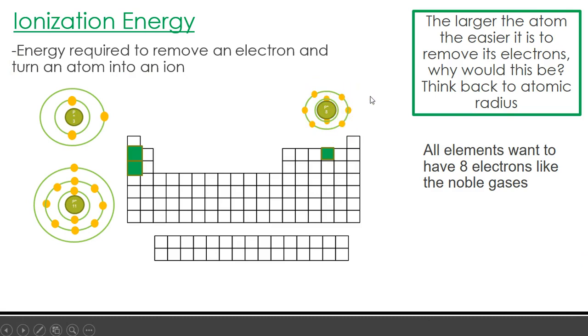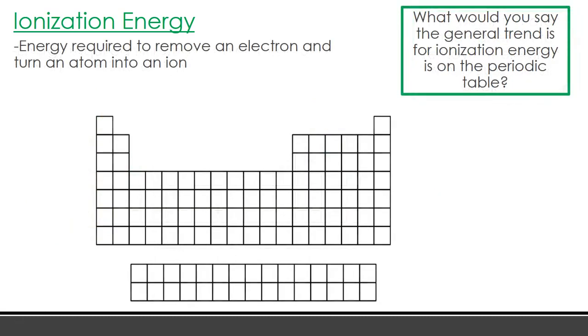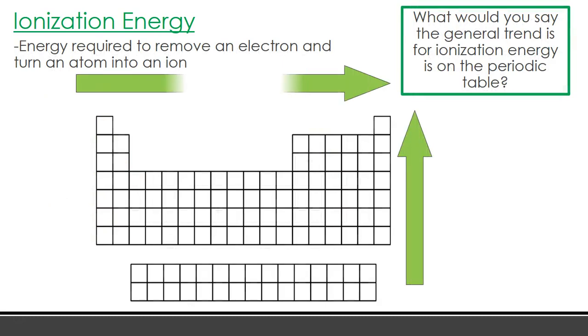So we can say that there is a general trend on the periodic table regarding ionization energy, right? Lithium, since it only has 1 electron on the outermost shell, is going to be much easier to remove that 1 electron than it is to remove all 6 electrons of oxygen. Therefore, the general trend for ionization energy is going from left to right on the periodic table. Your ionization energy is increasing because it takes more energy to remove electrons from the outermost shell.